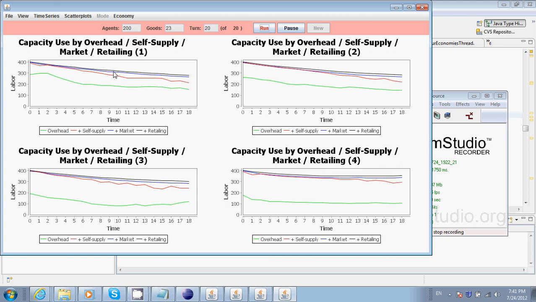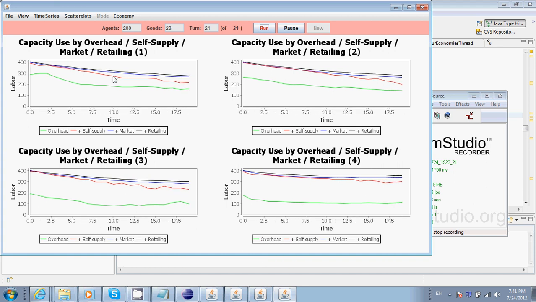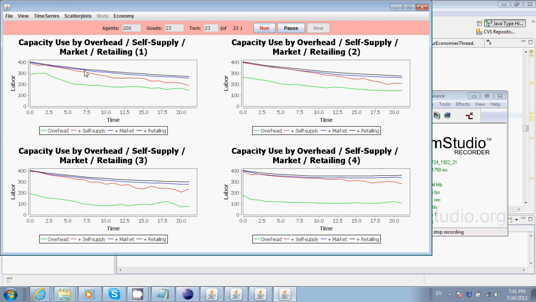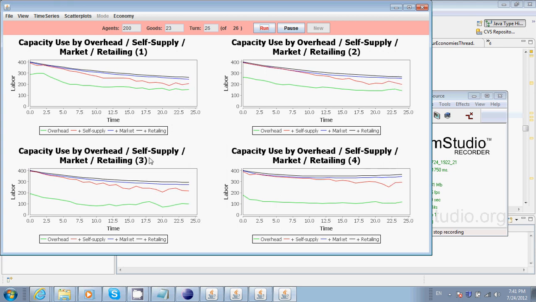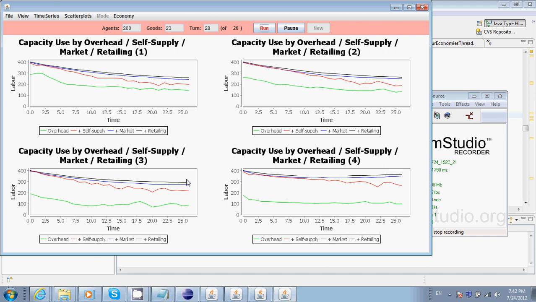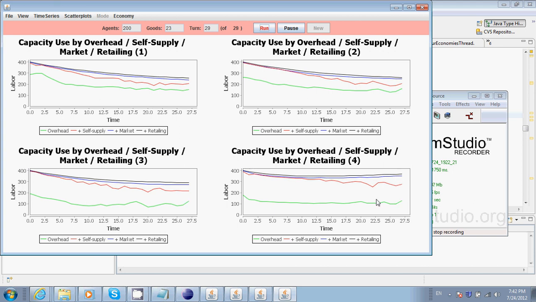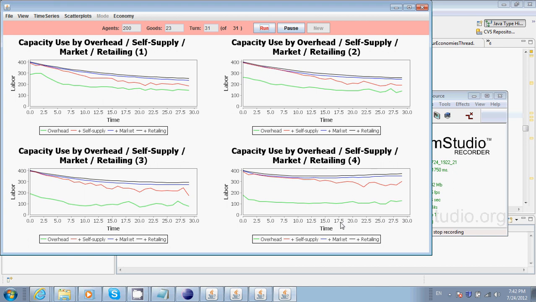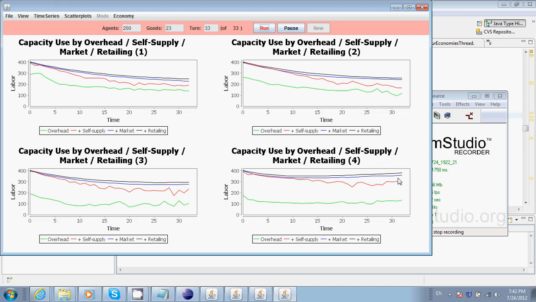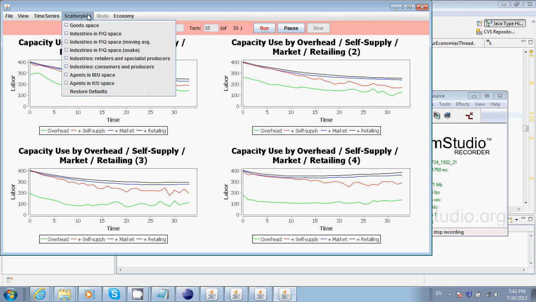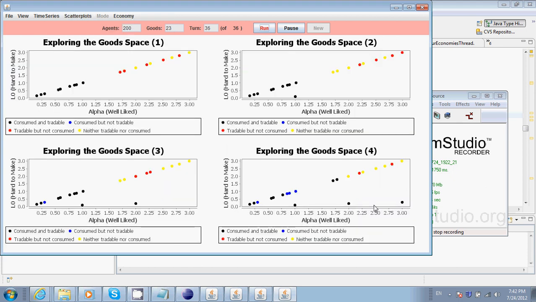So capital depreciates faster than they can replace it, and these 3 economies are still going downhill. They're still running down their capital. But over here with the 3 new technologies, we see that these guys are managing, they're more productive, they're managing to kind of make a breakthrough in the economic growth. If we look at what's going on in the good space, see, these are all very desirable technologies. They're well liked, they're useful, they're not very difficult to make.